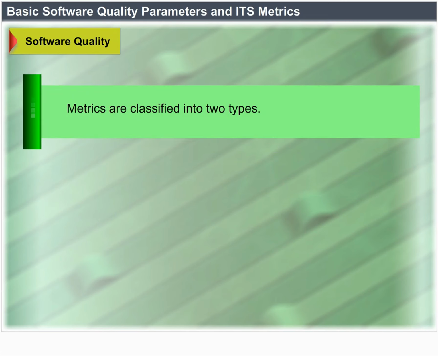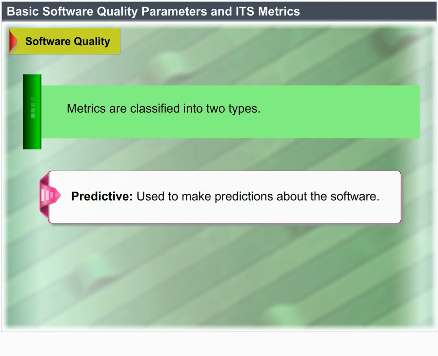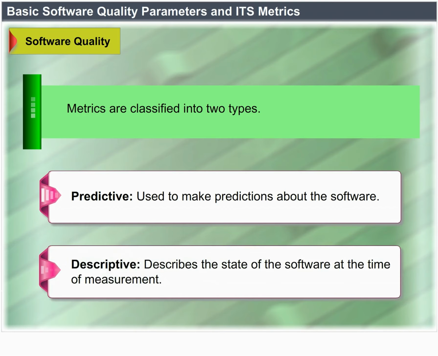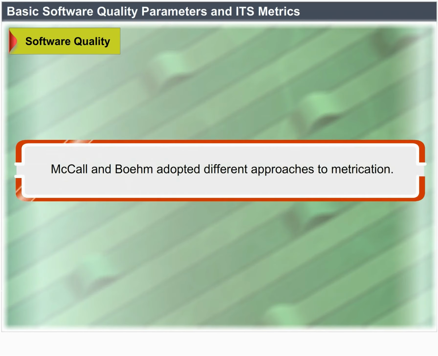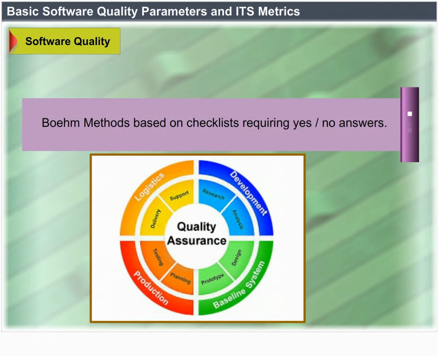Metrics are classified into two types. 1. Predictive, used to make predictions about the software. 2. Descriptive, describes the state of the software at the time of measurement. McCall and Boehm adopted different approaches to metrication. Boehm methods are based on checklists requiring yes or no answers.